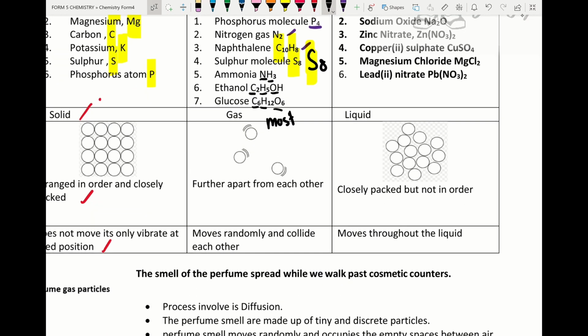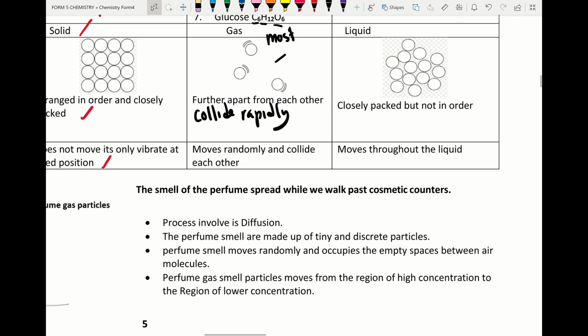If they exist as gas, this is how to draw the arrangement: they are arranged further apart from each other. They collide with each other rapidly. And the movement of the particles is that they move randomly and collide with each other.